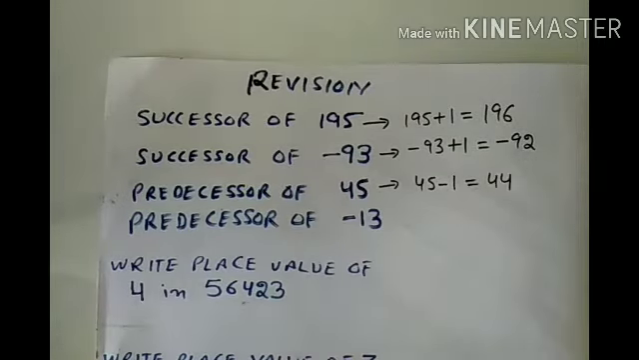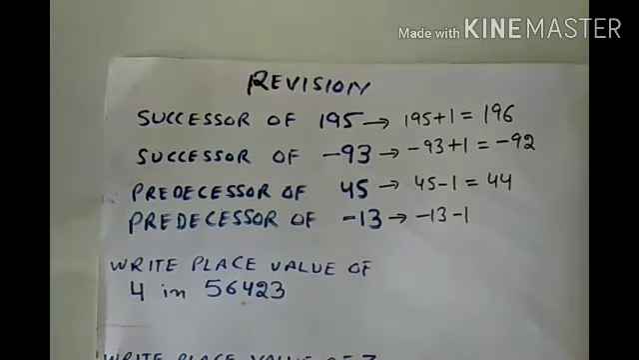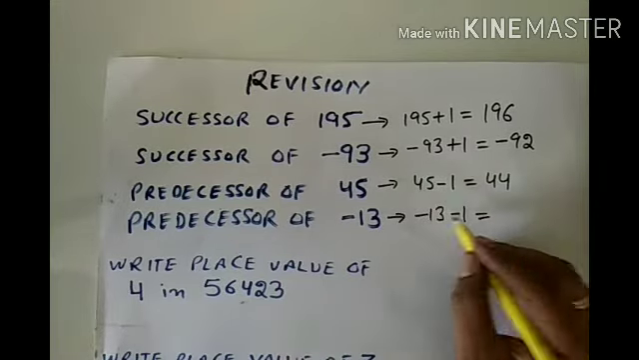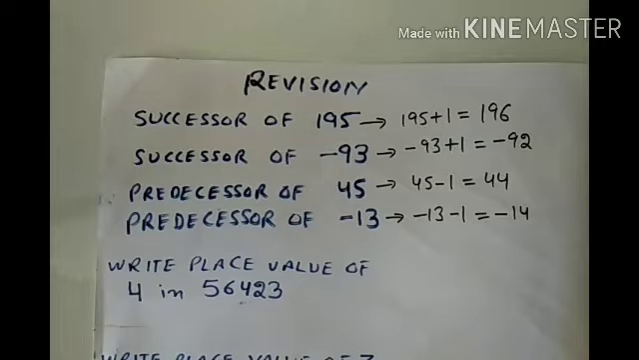Now, the predecessor of minus 13. Again, I will subtract 1 from minus 13. So, as per the rule, the numbers will be added numerically and the common minus symbol will be there, that is minus 14. So, in this way, we have learned how to find the successor and the predecessor of a given number.